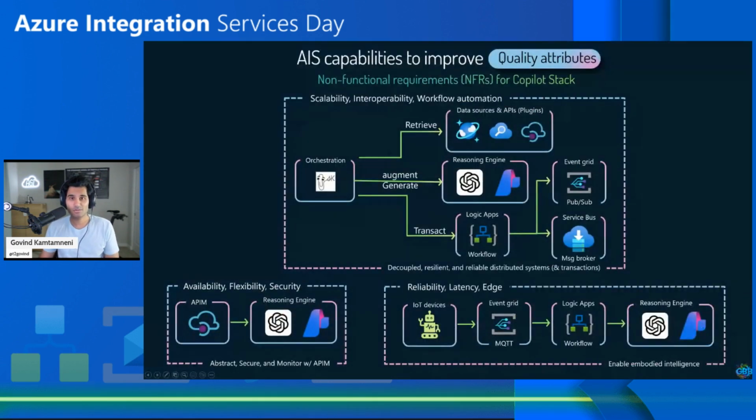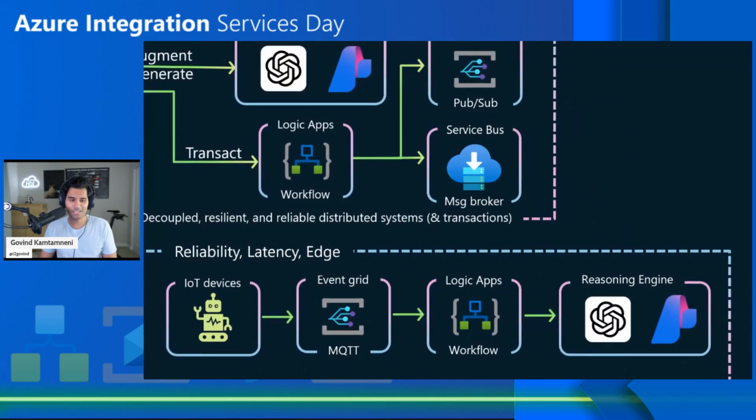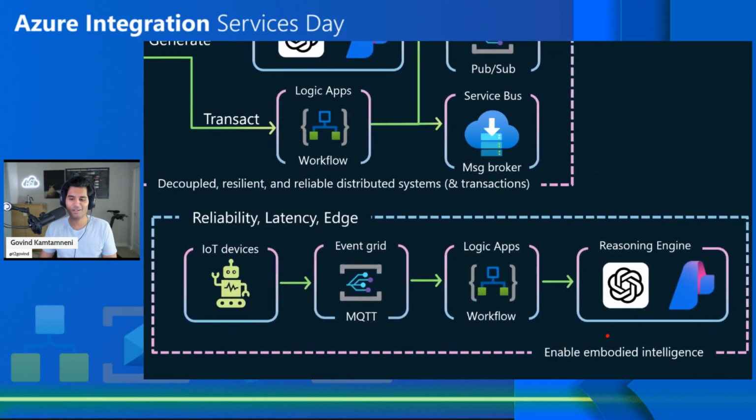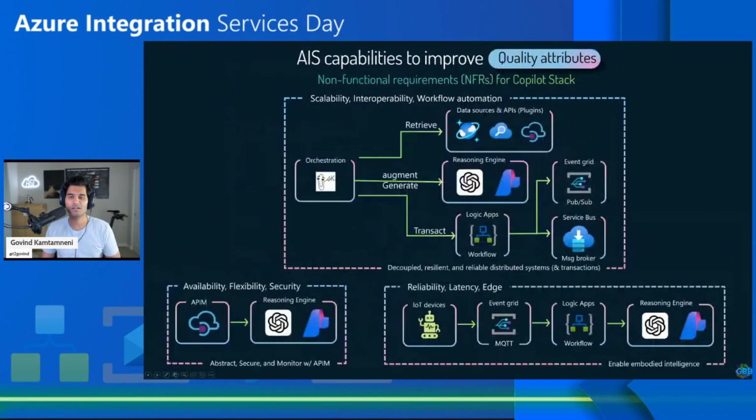In addition, it's early days, but we're seeing some embodied intelligence come into play. Maybe you want to infuse intelligence into your IoT devices that have sensors and actuators, right? Of course, we have to be careful here, but we have solutions with Event Grid as well as a combination of Logic Apps, etc., to achieve that.